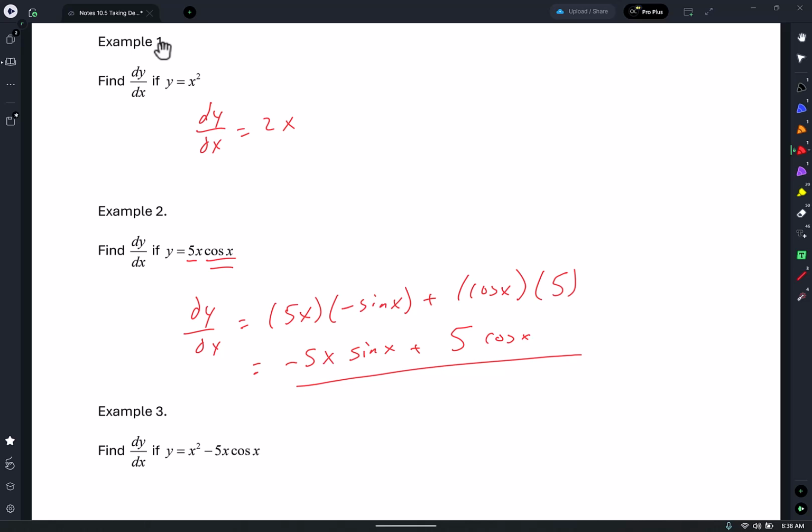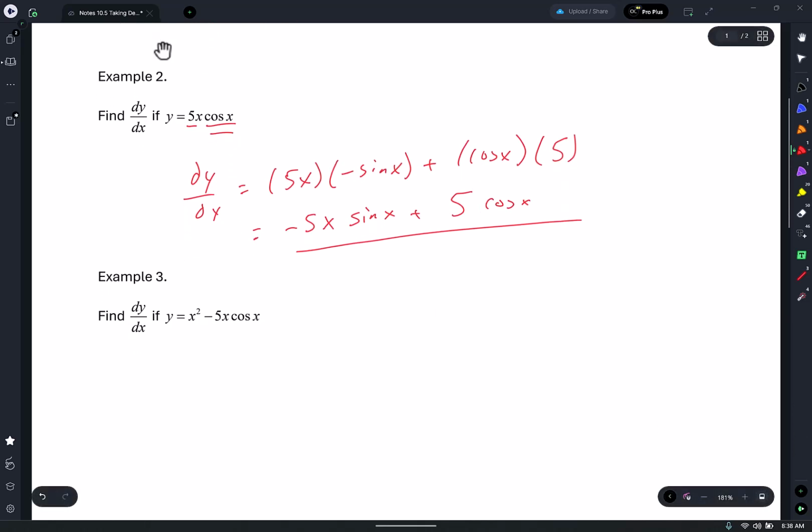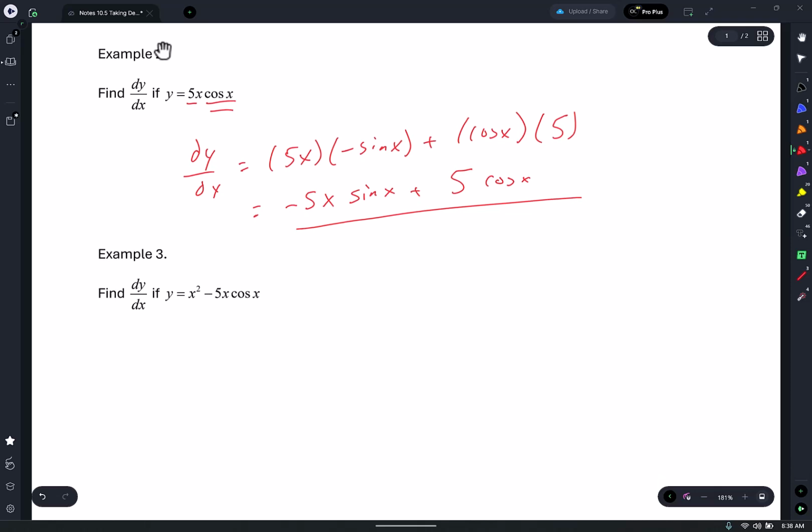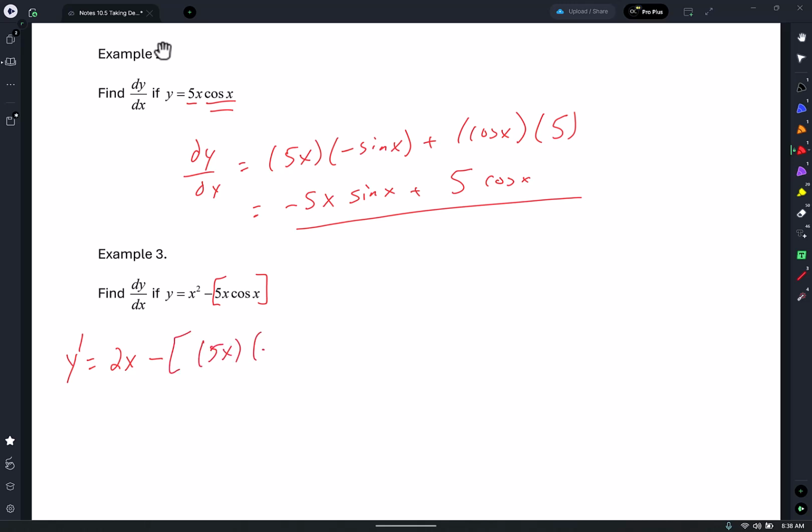Now, example 3 is example 1 and example 2 together. See? So when you take the derivative of this, I'm going to write y prime. The derivative of x squared is 2x. And you can either group the negative with the 5x or you can put minus like this and then just do product rule of that on the inside. Does that make sense? So first, so here it is: first times the derivative of the second plus second times the derivative of the first. And we already did that. We had done it over here. See?